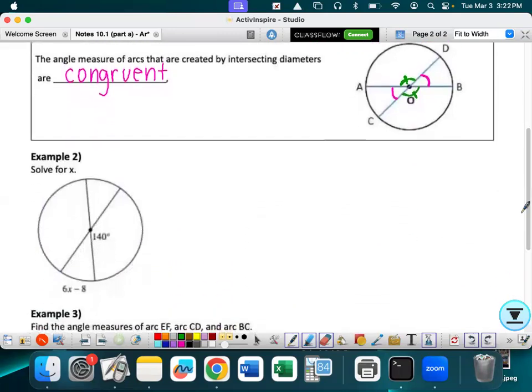So example 2, solve for x. We have 2 intersecting diameters, which means that this angle will be the same as this angle. And this angle will be the same as, let me go ahead and draw this angle. It's kind of hard to draw a line that goes completely through the 140 or an arc mark. So we should at least be able to say that this other pink angle is 140. And then do we have any ideas of how we could find either of the green angles?